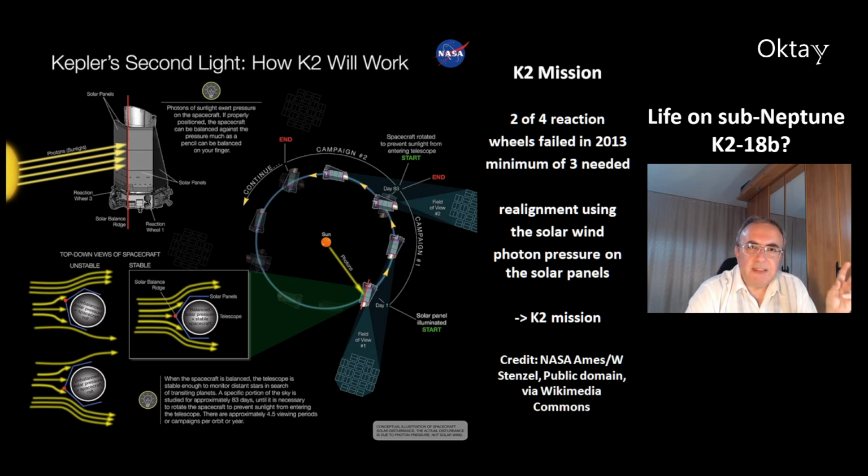So the scientists and engineers used a trick. They used the solar wind for realignment. They used the photon pressure on the solar panels to reposition the Kepler Space Telescope. And that made the second life, the K2 mission, possible.